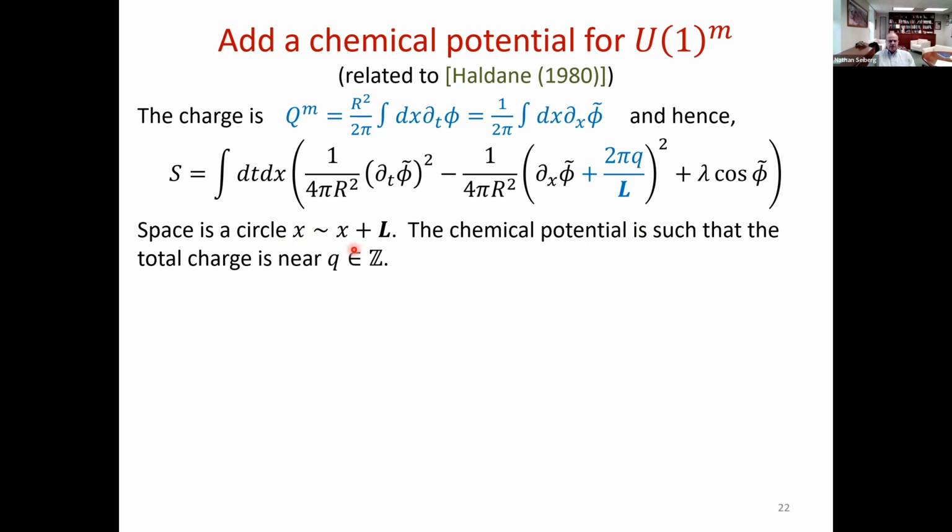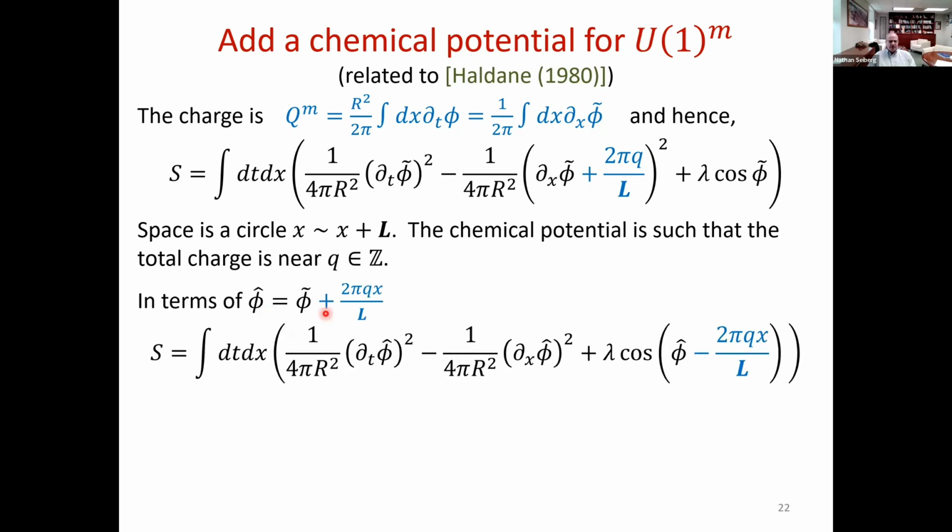So we live on a circle. x is identified with x plus this boldface L. And we arrange the chemical potential such that the corresponding charge is near an integer little q. Okay, so we'd like to solve this system. The way to do that is, first of all, to change variables. Instead of discussing phi tilde, we can go to phi hat, which is phi tilde plus 2 pi q x over L. Notice that since q is an integer, this change of variable is okay, because if I shift x by L, it shifts phi tilde by 2 pi times an integer, which is consistent with the periodicity.